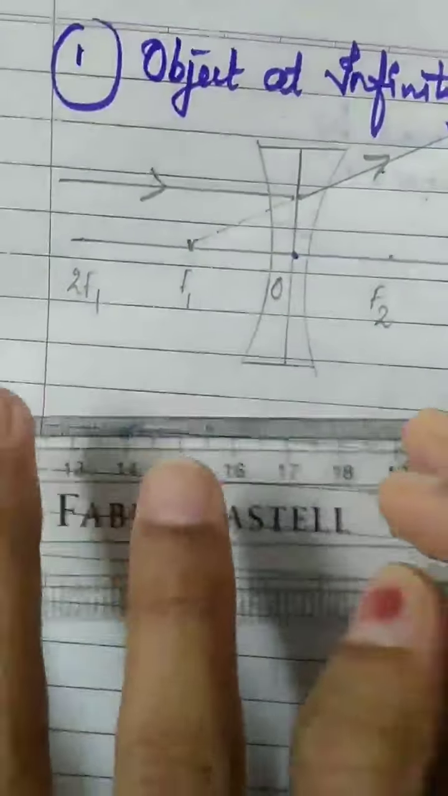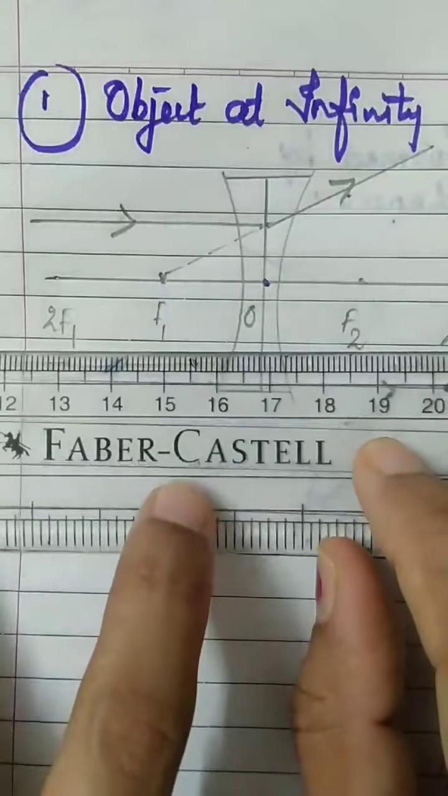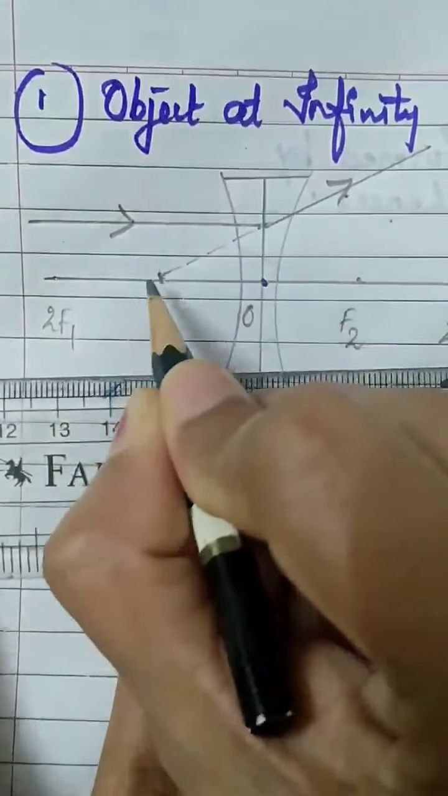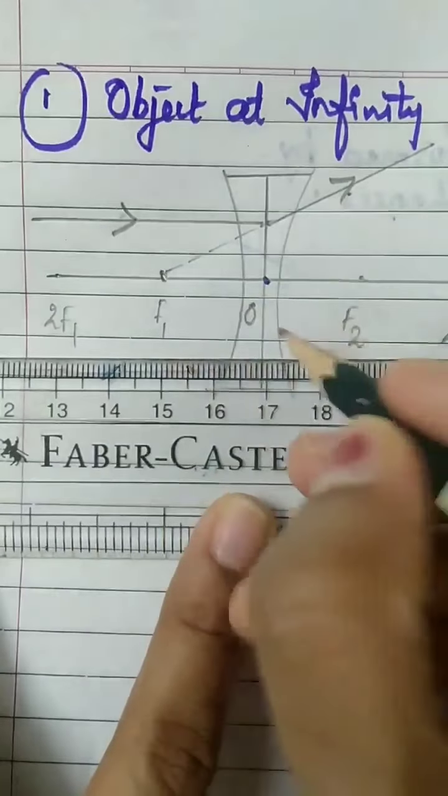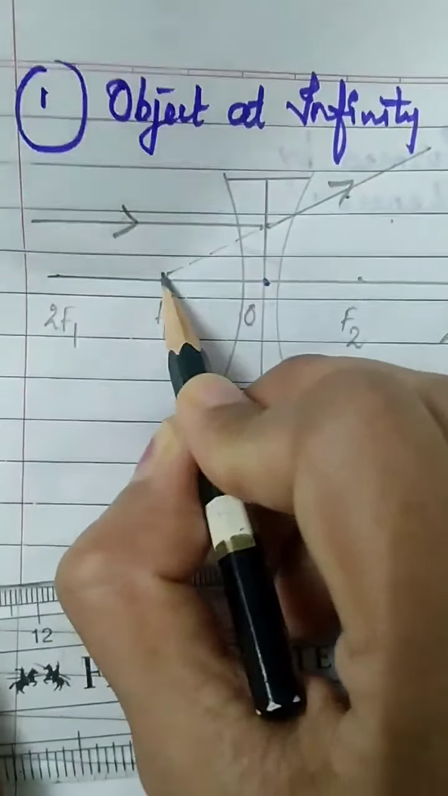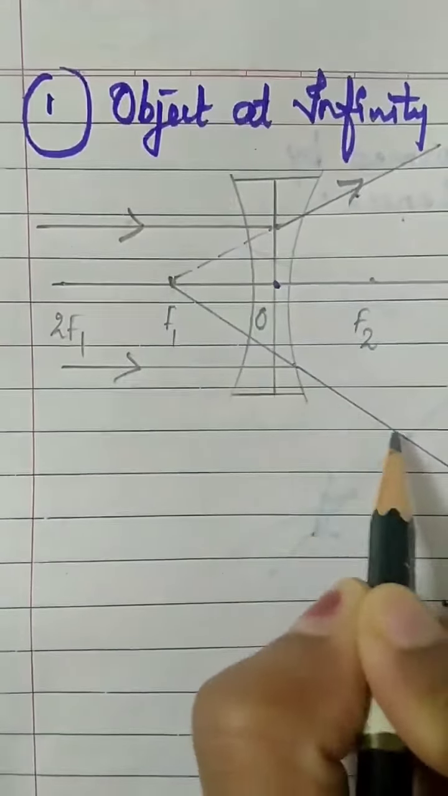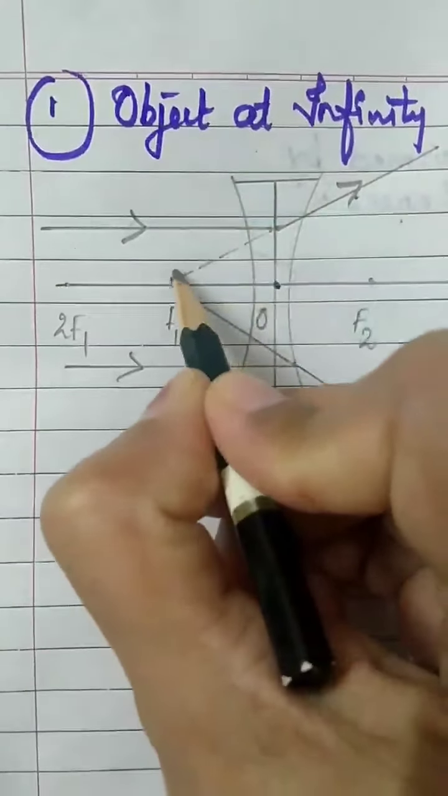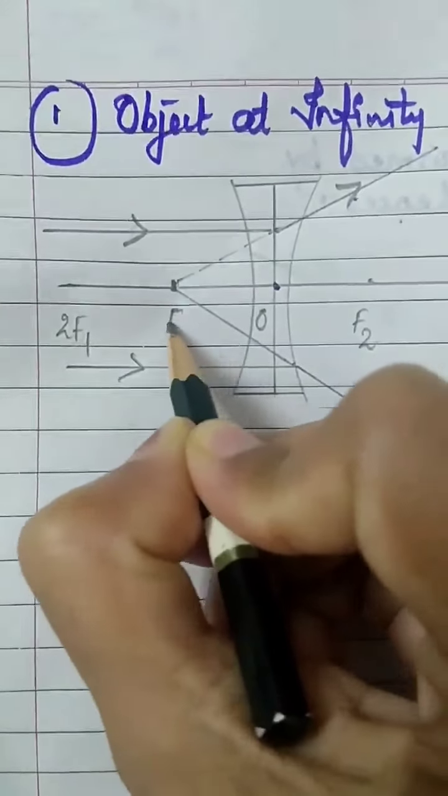Now here we will use only the first rule for this. You will see that all the refracted rays will pass through the focus. Even if I draw the incident ray here, it will pass through the focus. If the incident ray is parallel to the principal axis, the refracted ray will pass through the focus. I have traced it behind. You will get the image of the object here at focus F1.